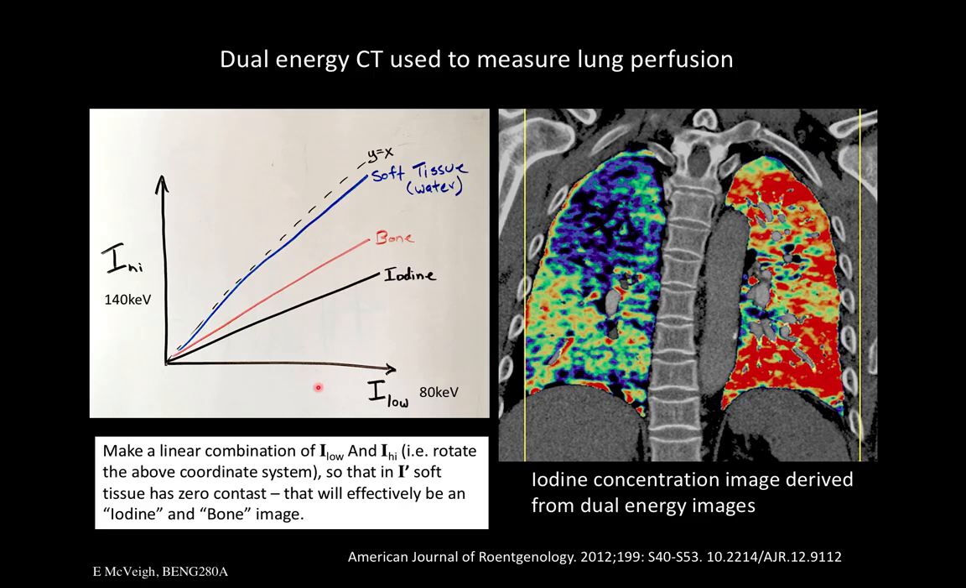So here's just an example. You have the signal intensity at different energies, and essentially what happens is at 140 kV, as my intensity goes up, the image intensity in that image goes up at a different rate than it does at 80 kV. So that gives you a unique slope for this substance versus bone versus soft tissue. And so that's how you can differentiate between those things.